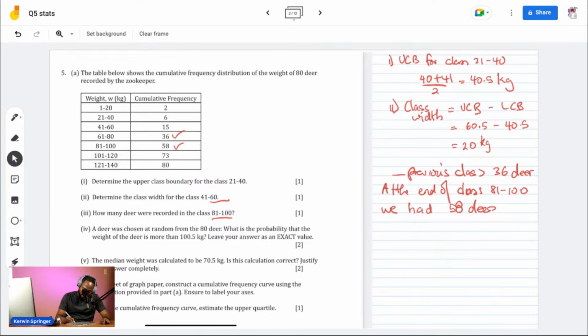So then, therefore, class 81 to 100 will have to be its cumulative frequency. So you subtract. If your screen is blurry, you need to go to the settings, the gearbox, and raise your resolution, raise your quality. You're supposed to be of a generation where you're able to figure out those things. Come on, man. 58 minus 36. 58 minus 36 is how much?